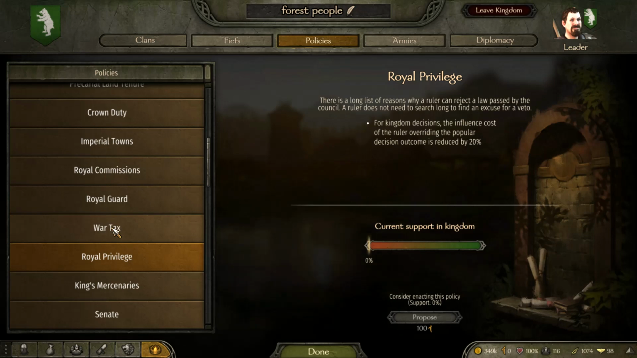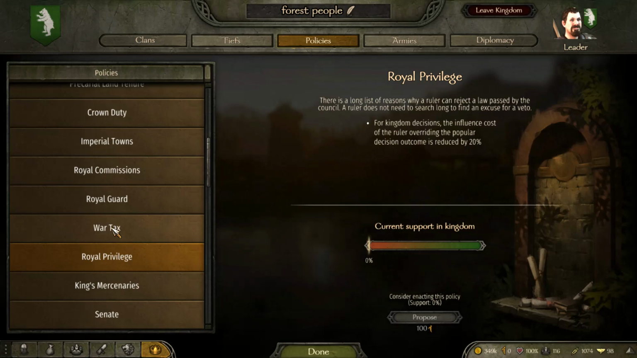Kingdom decisions, so this is like voting for somebody to own a castle, voting for war, voting for peace. And the influence cost will be reduced by 20% from the ruling clan, so you make the deciding vote essentially. But yeah, that just means it's going to cost 20% less for you.